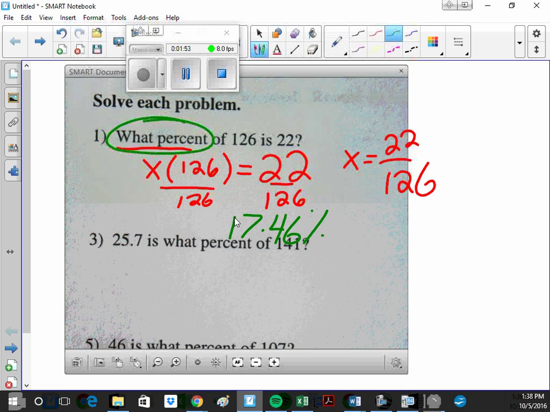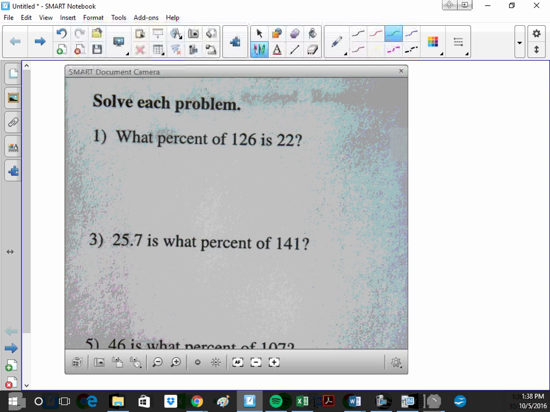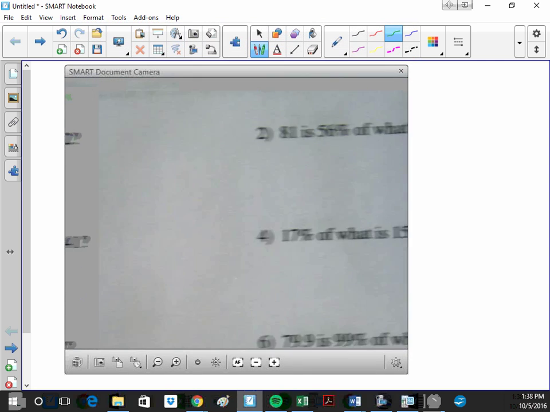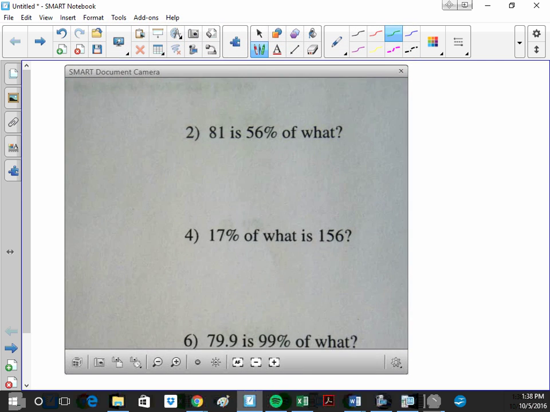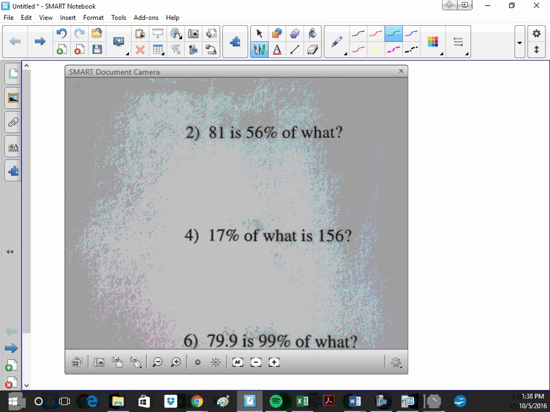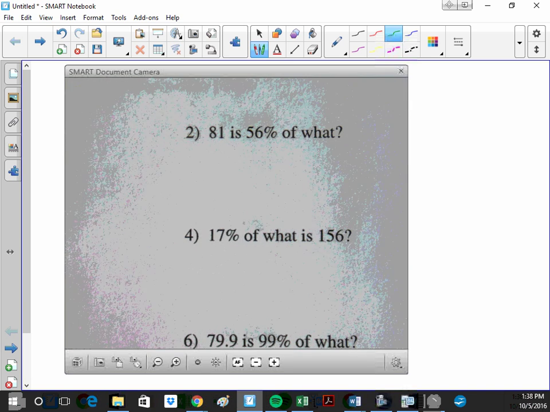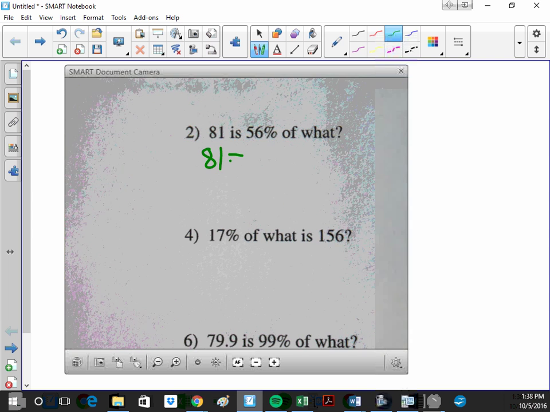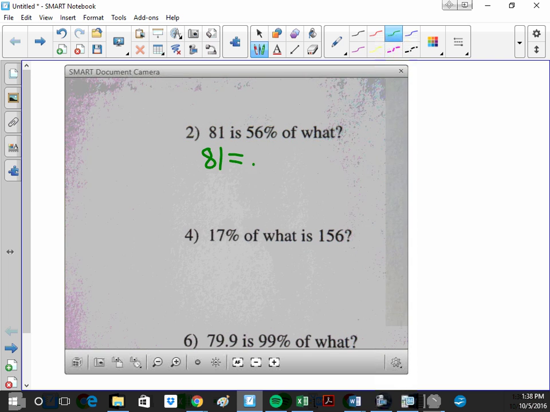All of the problems on this page are essentially the same. The whole, of, and equal to, it's all there, but the order is going to change, and what we solve for is going to change. Take a look at number 2. 81 is 56% of what? So if I write this out in equation form, 81 equals, what's 56% as a decimal? 0.56. Of means multiply. What would be x?